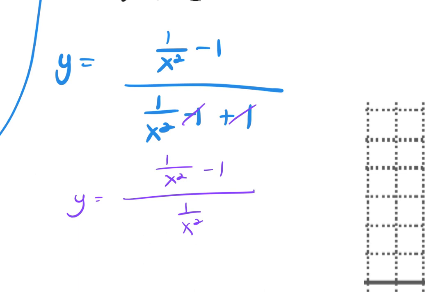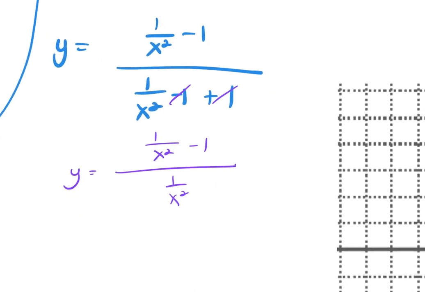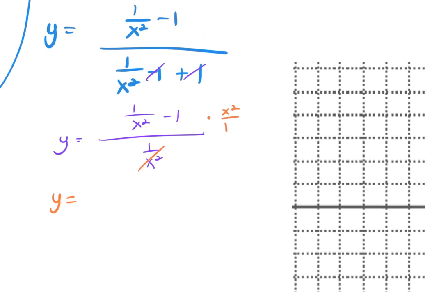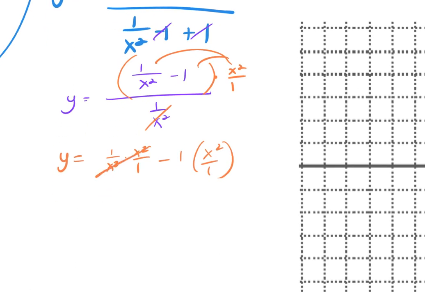Now what? I can multiply by 1 over x squared, well, I'm dividing by 1 over x squared, which would be the same thing as multiplying by, if I wanted to bring it to the top, x squared over 1, right? Keep, change, flip it. So I get y equals, I'm going to distribute this to both. So 1 over x squared times x squared over 1 minus 1 times x squared over 1. And these cancel. And I get 1 minus x squared.